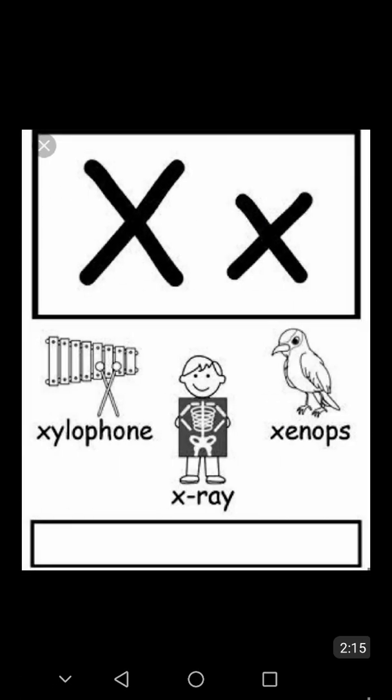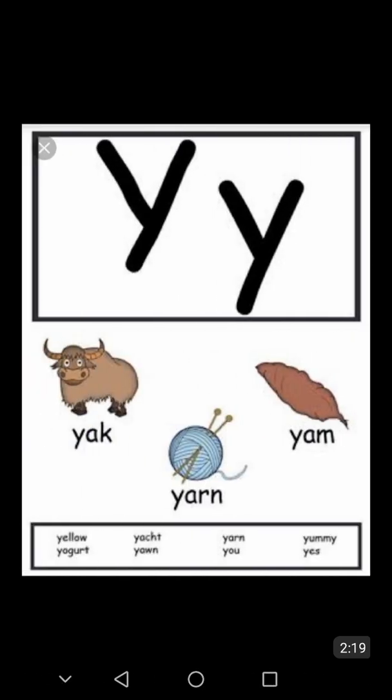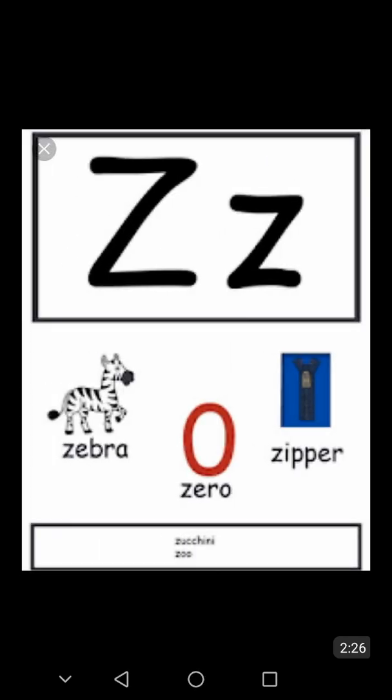X is for snobs, x-ray, xylophone. Y is for yak, yarn, and yam. And Z is for zebra, zero, zipper. Okay, these are the flashcards from letter Q to Z.